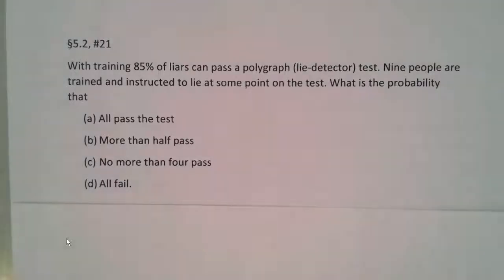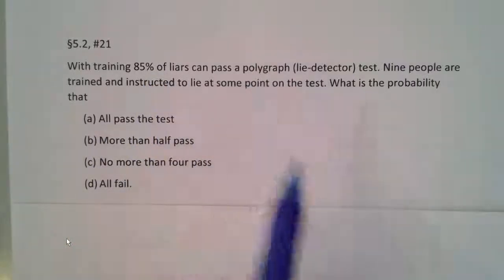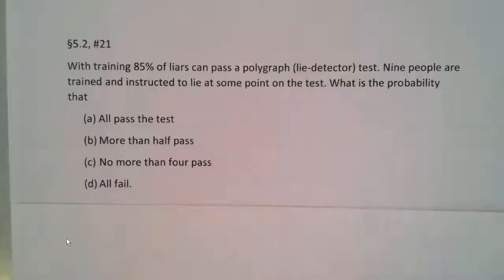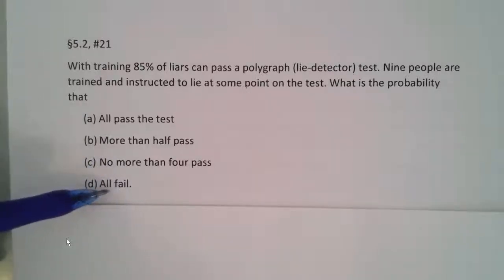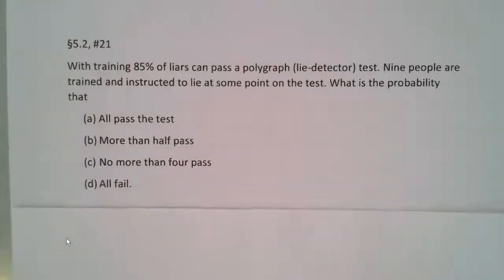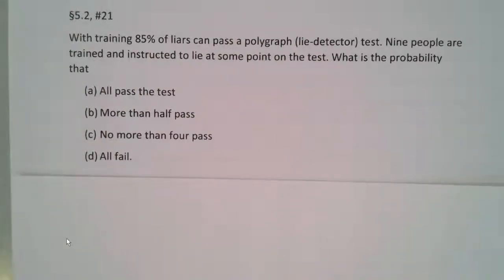We are turning next to problem number 21 of section 5.2, and to summarize the instructions there, it says that with training, 85% of people who are lying can pass a polygraph test. A polygraph is a lie detector. 9 people are trained and then instructed to lie at some point on the test. We want to know what's the probability that all, more than half, no more than 4, and none of them will pass the test. So we need to set things up here once again as a binomial distribution.